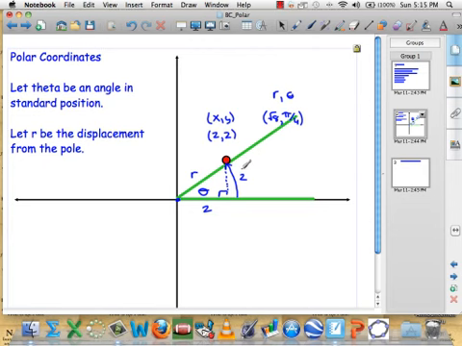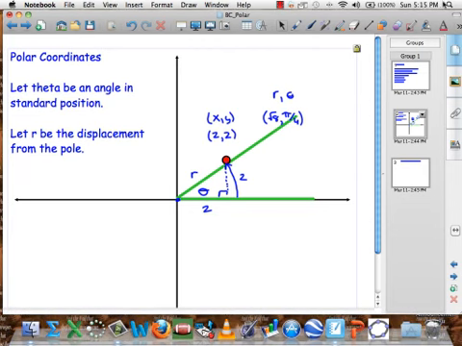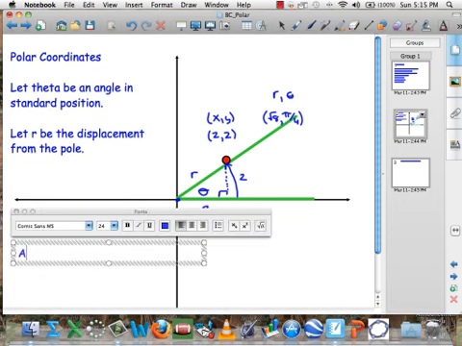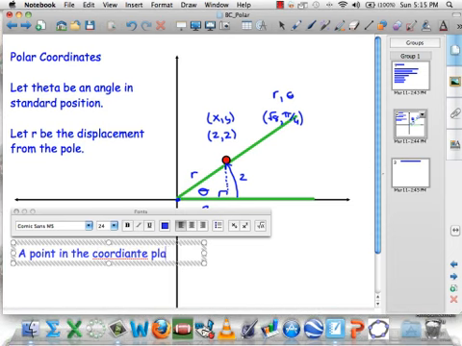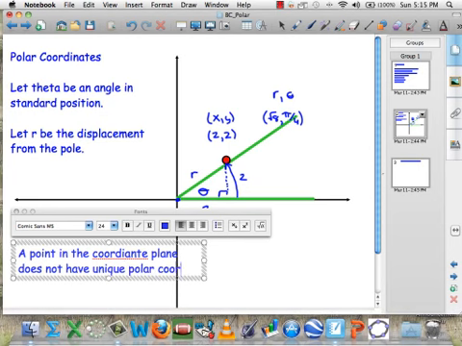Now, polar coordinates have this interesting nuance to them, which bothers some people, and that's that a point in the plane does not have unique polar coordinates.